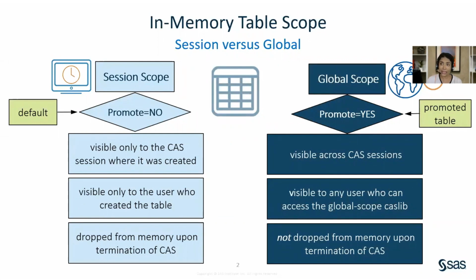But what if you need to share data across your sessions or with other users? You must create a global scope table in order to share data. It's also called a promoted table, and we'll see examples of this in the demonstration.